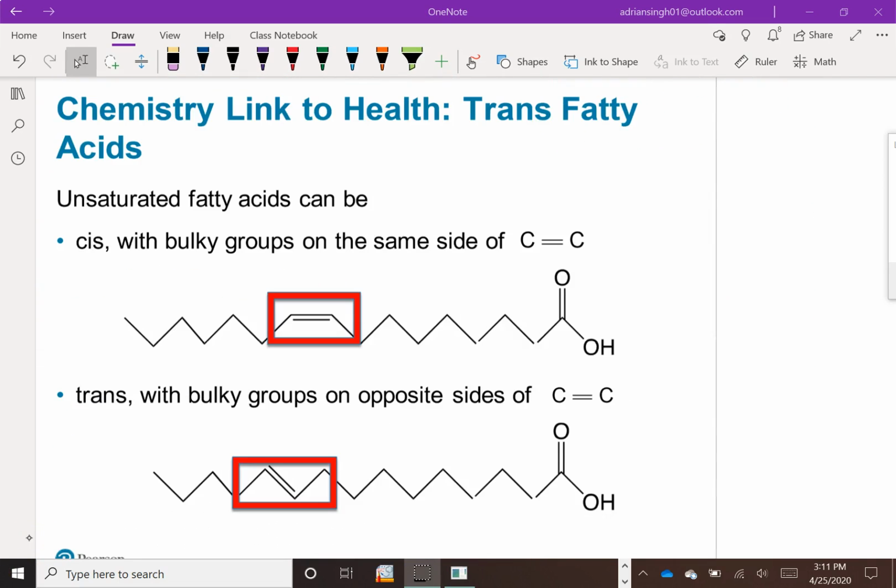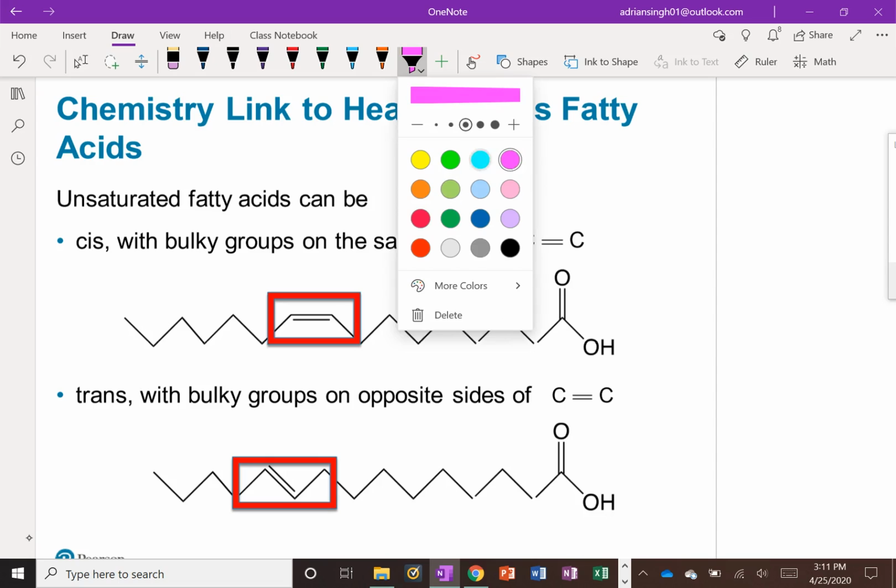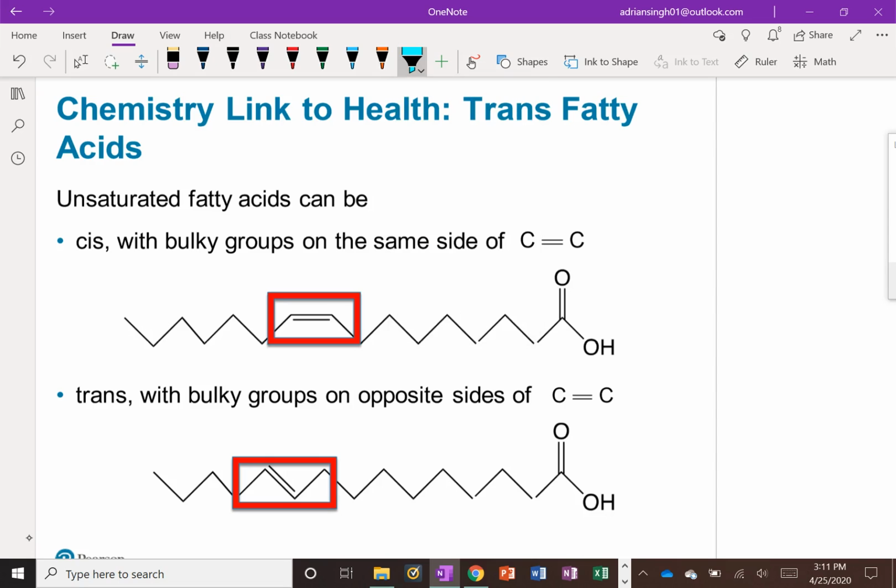So let's backtrack a sec and take a look at when we did have our unsaturated fatty acids, which again contain your carbon-carbon double bonds. There's a possibility of the groups attached to that double bond being on the same side, which would be cis, or being on opposite sides of the double bond, which would be trans.